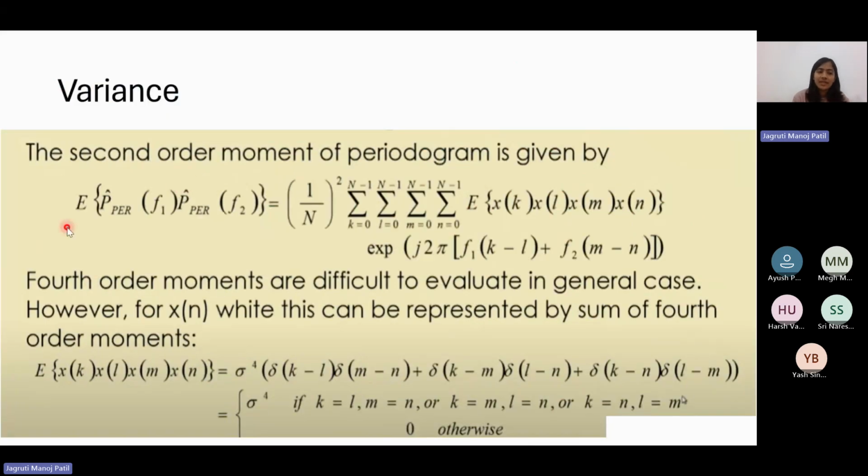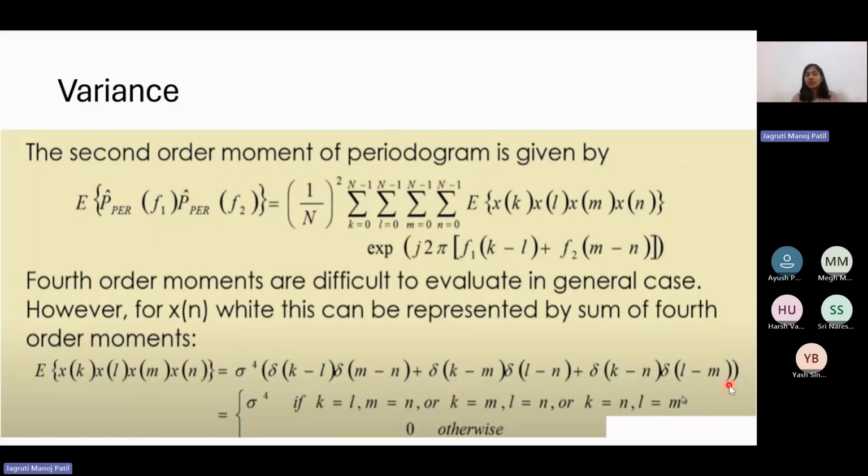Then similarly for variance, it's a second order moment of the periodogram, so take expectation wherever you see it. Then you have four variables over here, so similarly four summations. But the fourth order moment would be kind of difficult to evaluate, and there you might need to use some numerical methods. So what we do is we consider x of n to consist of white noise, and hence it can be represented as a sum of all those fourth order moments.